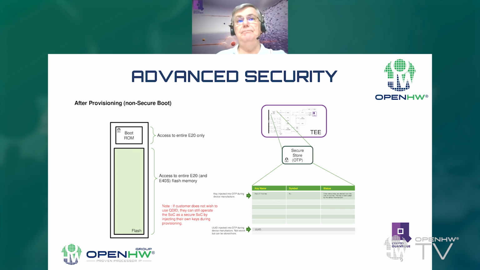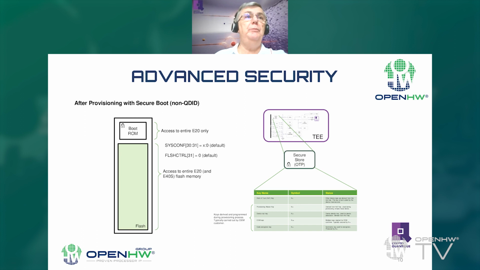So that's one option. The next option would be, now you want secure boot, but you want to actually use your own keys for doing that. So in this case, you can see here, you'd program your own keys. So you'd have the root key, and then these other keys would possibly be derived off the root key. So you might have some provisioning master key to allow the device to be securely programmed, some keys for encryption, etc. So this is where you would not be using the QDID, and that's absolutely fine. The device can be programmed for that.